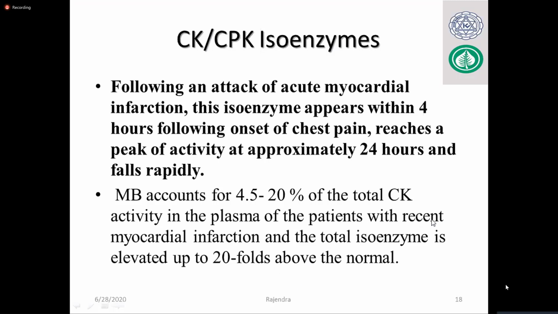And the total CKMB is below 25 units per liter in normal condition, but it may be up to 200 or 250 or even 500, because it may be up to 20 folds higher in myocardial infarction.